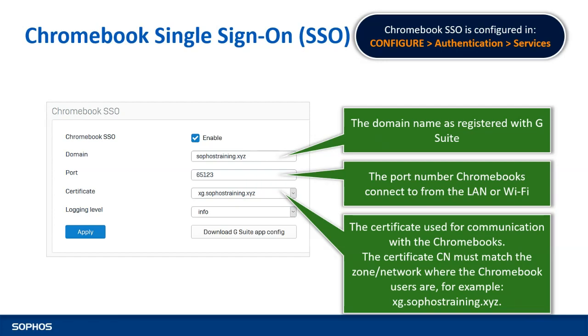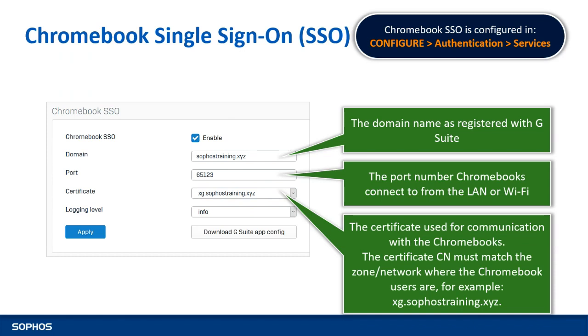Okay. The Chromebook SSO must be enabled in configure authentication and services. To do this, it's necessary to provide your domain that is registered with the G Suite and the certificate used to communicate with the Chromebooks. Okay, the common name must match the network where the Chromebook users are.